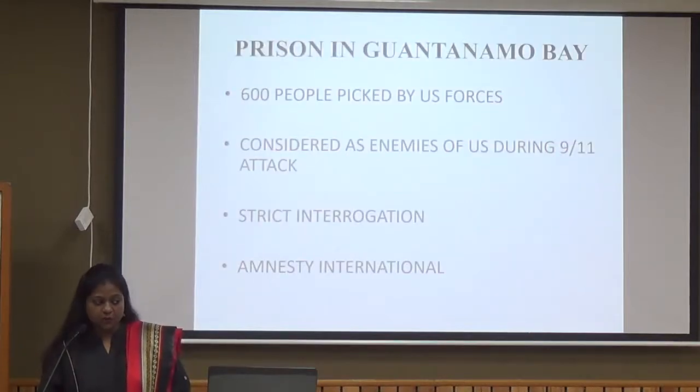The first is the prison in Guantanamo Bay. About 600 people were secretly picked up by the US forces from all over the world and put in a prison in Guantanamo Bay, an area near Cuba controlled by the American Navy. Families of prisoners, media or even UN representatives were not allowed to meet them. The US Army arrested them, interrogated them and decided whether to keep them there or not. There was no trial before any magistrate in the US, nor could these prisoners approach courts in their country.